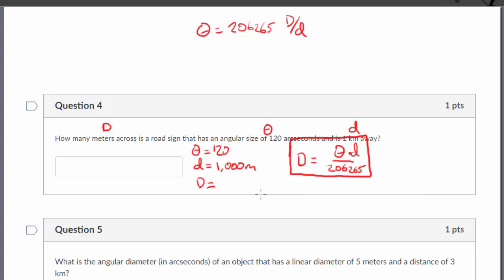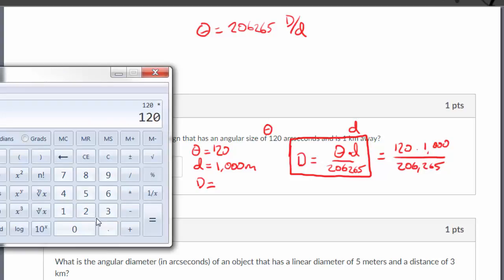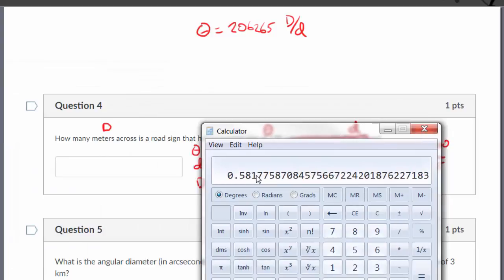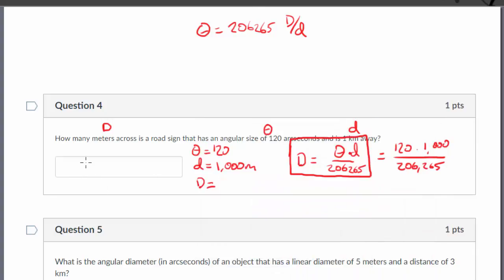Okay, so 120 times 1,000 divided by 206,265. We can just plug in the values here. Again, we get all these digits. I'm just going to do 0.582. See, I'm rounding that value to 3 decimals, and that's plenty of accuracy. 0.582.